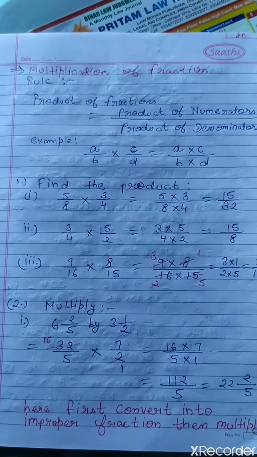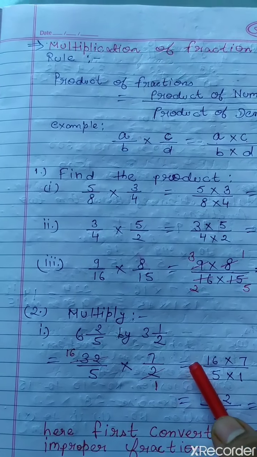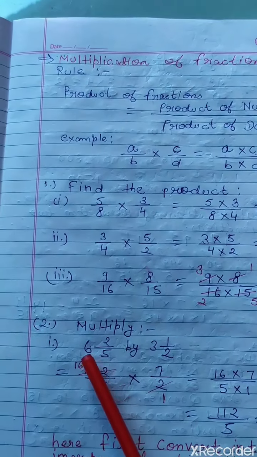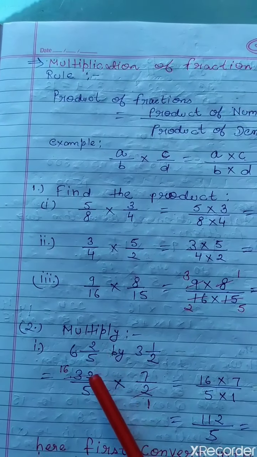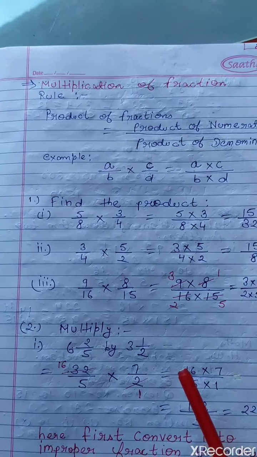So similar questions are here now. 16 whole, multiply these both mixed fractions. So first you convert into improper. So 6 into 5, 30 plus 2, 32 by 5, and 3 into 2 plus 1, 7 by 2.